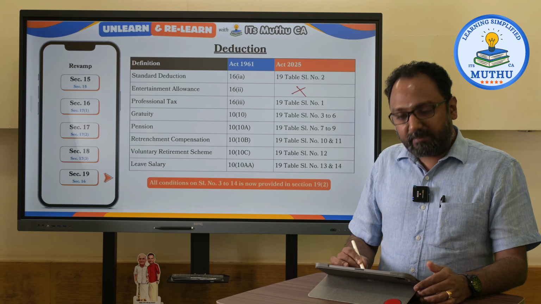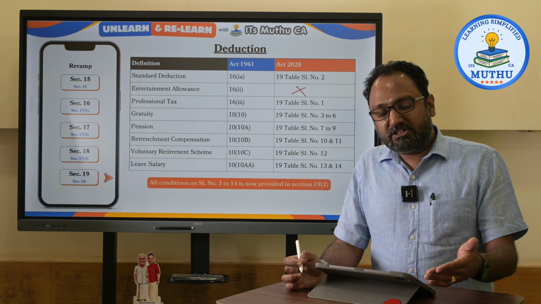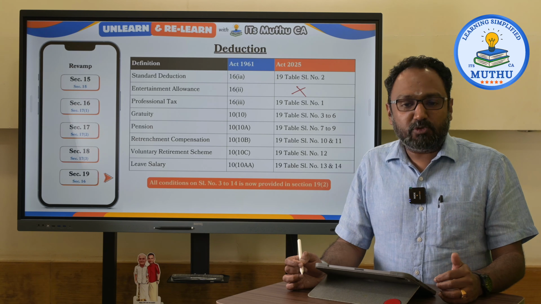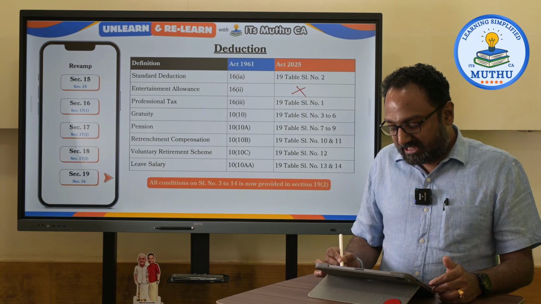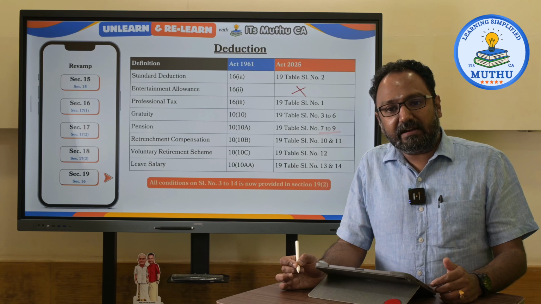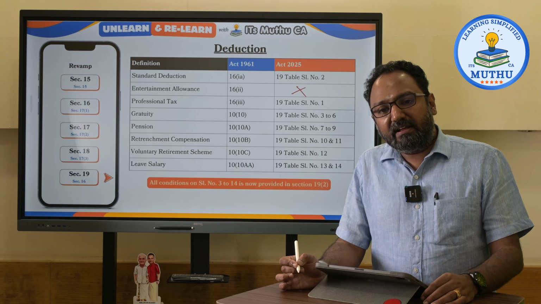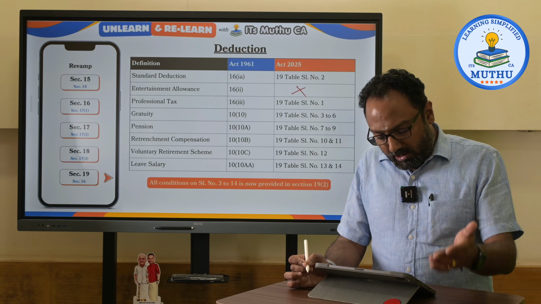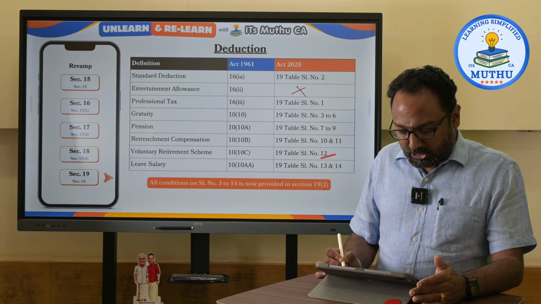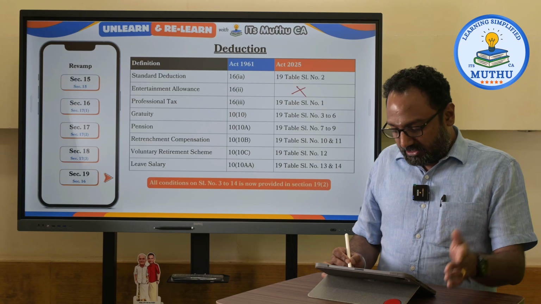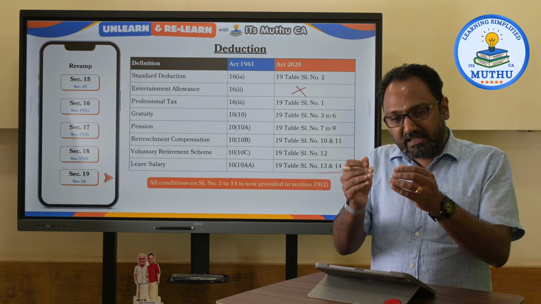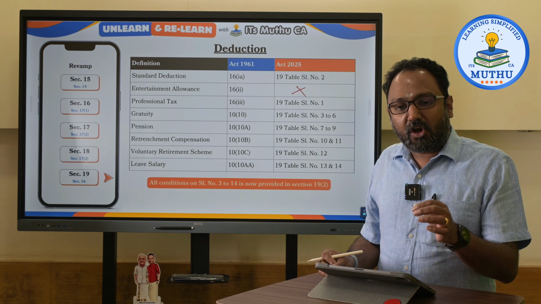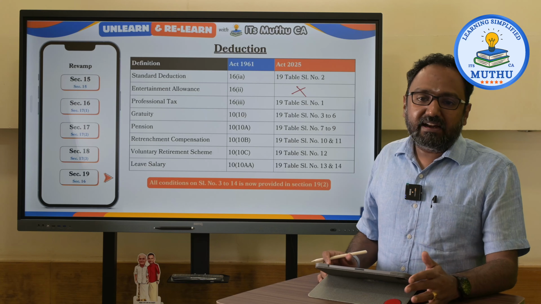Then you have pension. Of course, you have pension exempt for government employees. Then you have commuted pension, and then you have uncommuted pension. These are discussed in 7, 8, 9. And then you have retrenchment compensation. Again, it is discussed in 10 and 11. Voluntary retirement scheme is discussed in 12. Leave salary is now discussed in 13 and 14. So these are the 14 items which are in section 19 that talks about deductions with regard to the salary chapter.